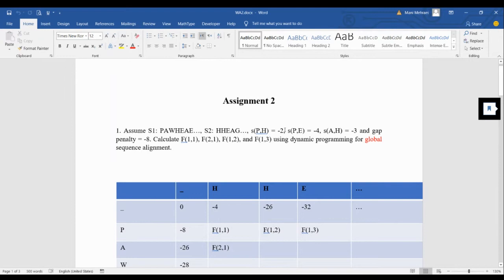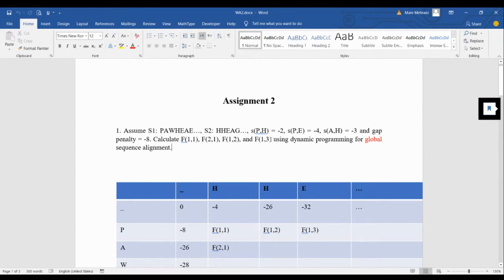And the score of PH is -2. The score of aligning P with E is -4. And for AH, we have -3. And for all the gaps, you have this penalty, -8. We don't care whether this is a new gap or extended one. All the gaps that you have, this is -8.